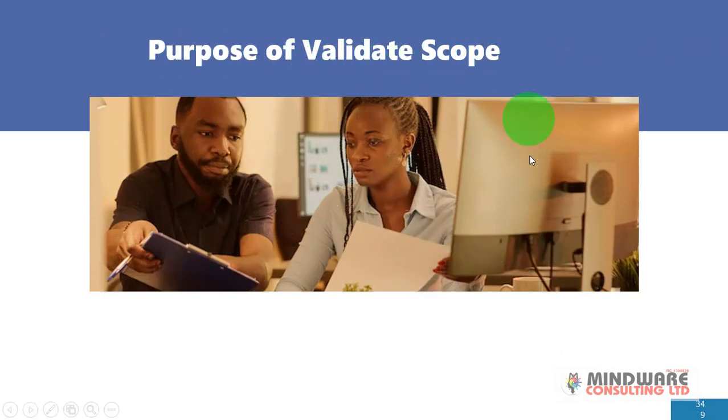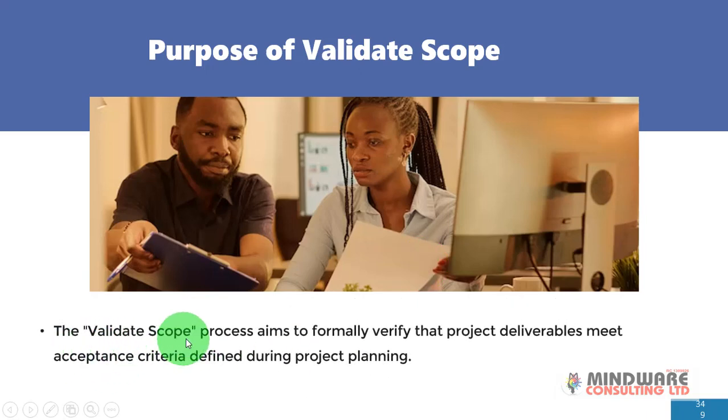Now, what is the purpose of the validate scope? The validate scope process aims to formally verify that project deliverables meet acceptance criteria defined during project planning. So it helps you to verify that the deliverables from the phases or the parts of your project actually meet the acceptance criteria you've already defined during the planning process.